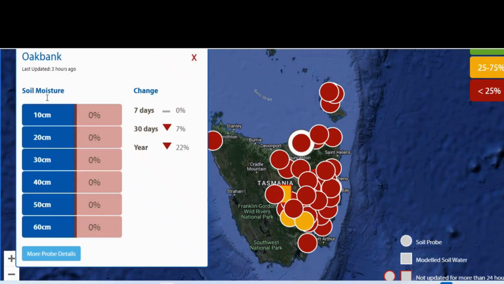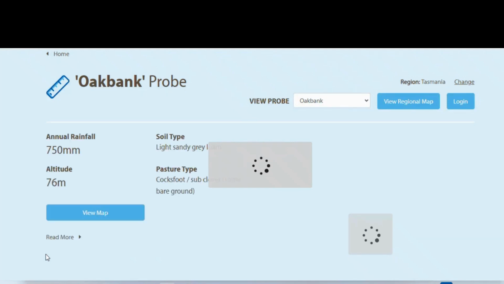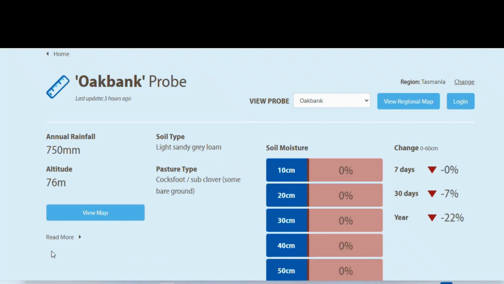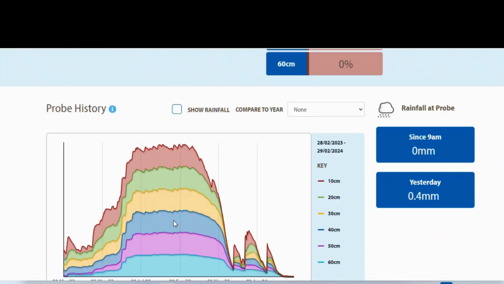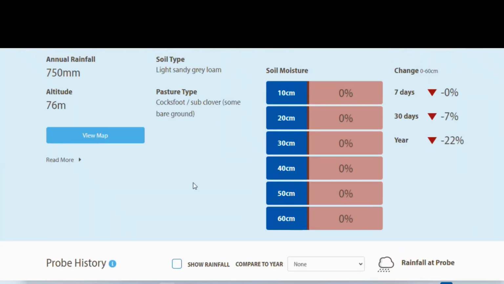So if I click on that, there the Oak Bank data comes up, more probe details. It's suddenly taken me into the Oak Bank data set. So we'll keep talking while we're in here now. Very similar, the simple fact at present is Tassie's dry. Here's a site where it's 22% drier than it was this time last year.